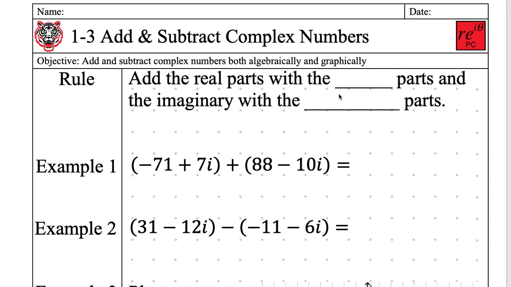All right, this is Precalculus lesson 1-3. Today's date is August 30th, 2019. Before we begin the homework, make sure that you finished all the stuff from yesterday.